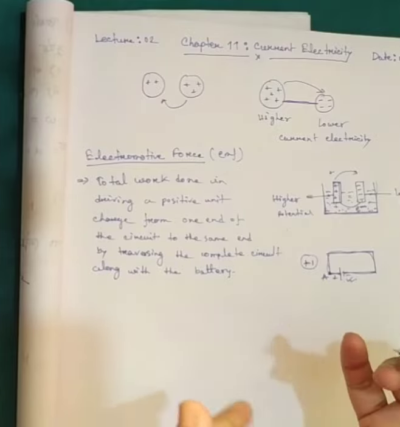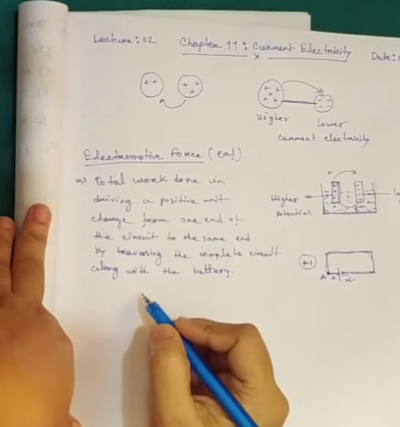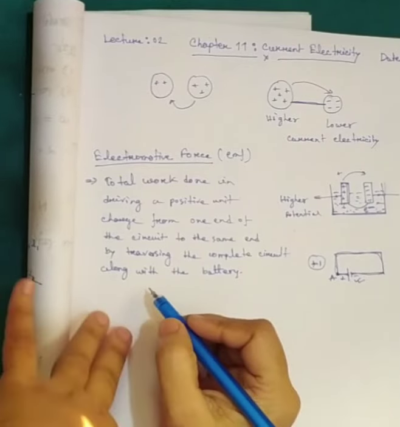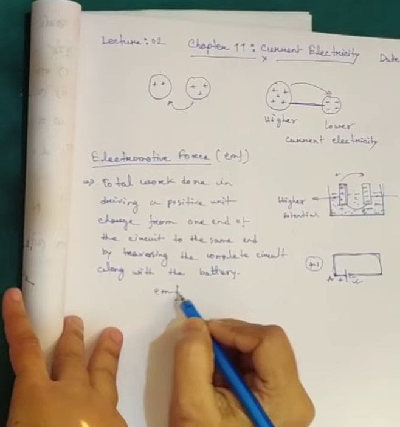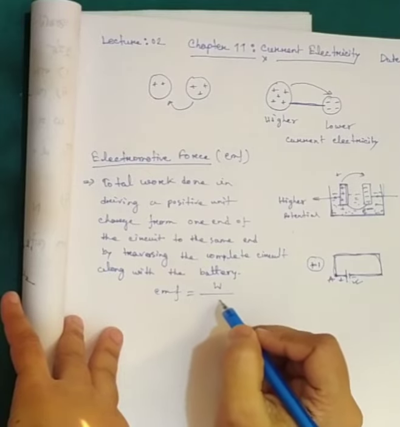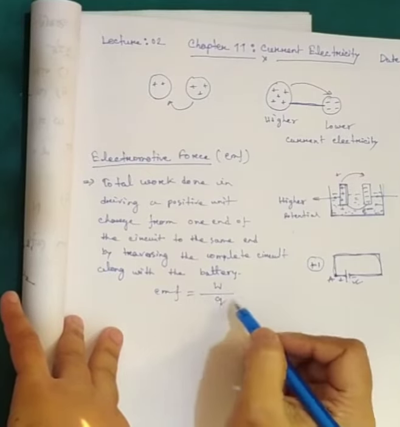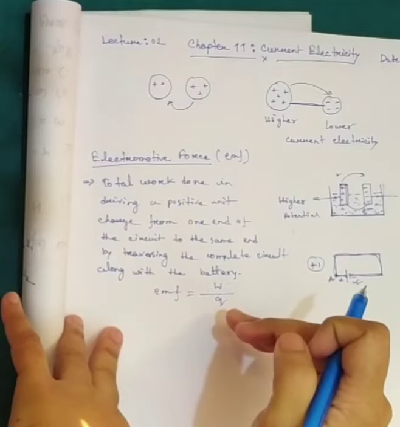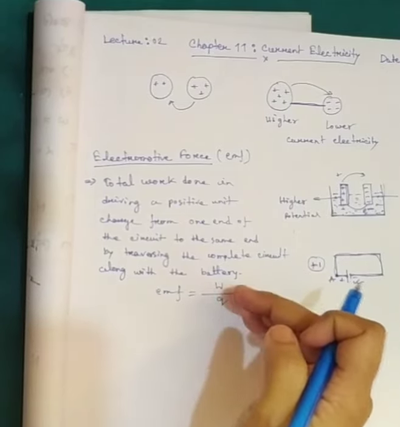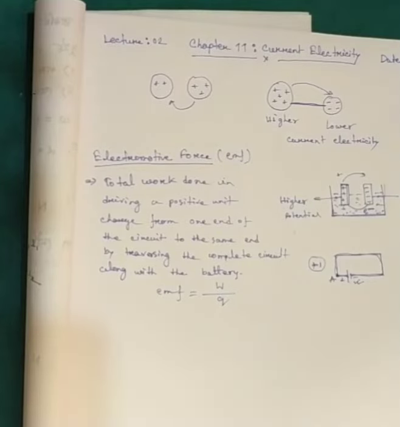That amount of work done is called the electromotive force, or EMF, of a battery. And it is denoted in simple equation form as W by Q, where Q is the charge, here we can assume a positive unit charge, and W is the total work done. So according to this equation, what will be the unit of EMF? Definitely joule per coulomb, because the unit of work is joule and the unit of charge is coulomb.